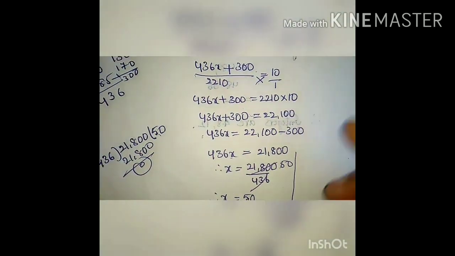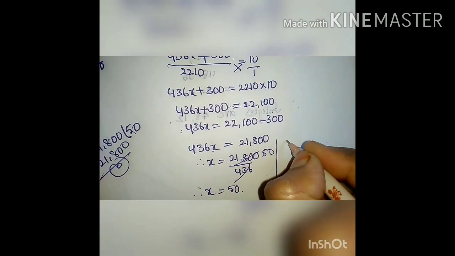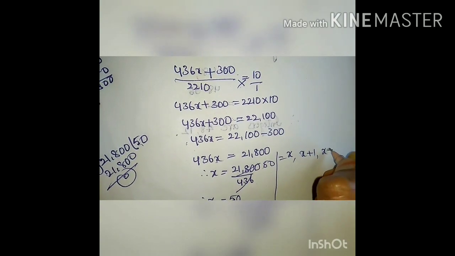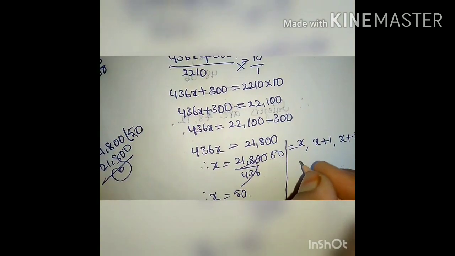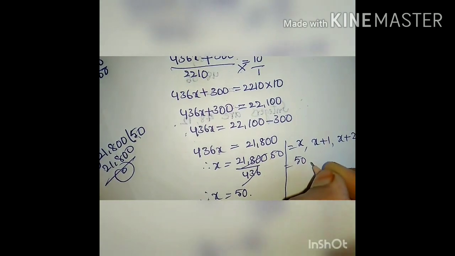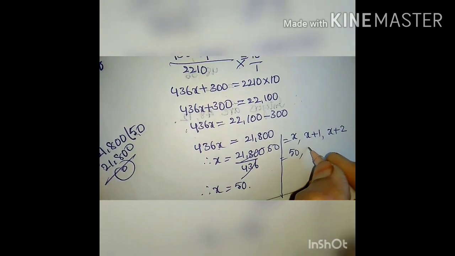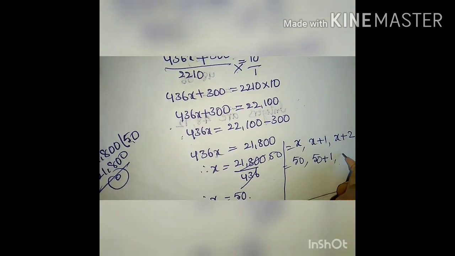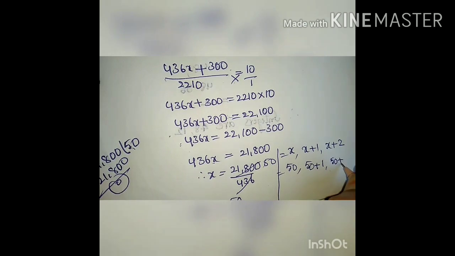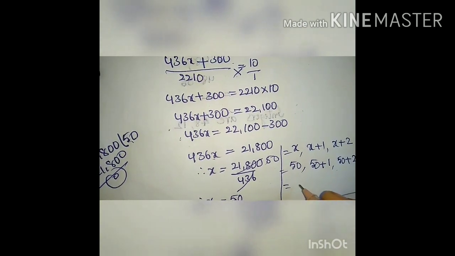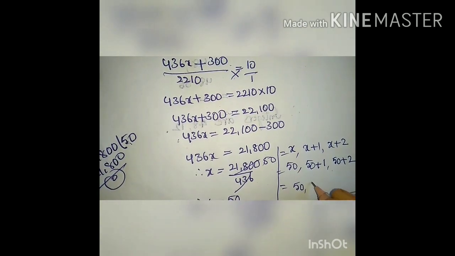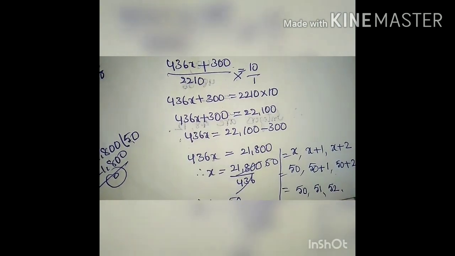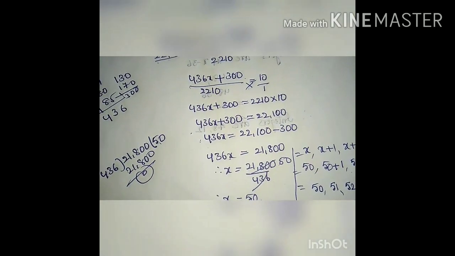But here they are asking for consecutive integers. What do we have to take as the consecutive integers? x comma x plus 1 comma x plus 2. So what is the x? 50 comma 50 plus 1 comma 50 plus 2. So 50 comma 51 comma 52. So these are the consecutive numbers. Okay children.